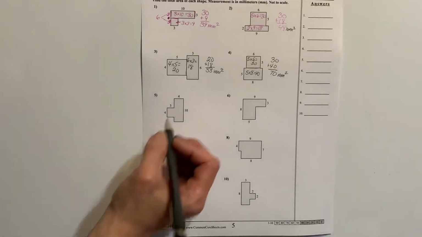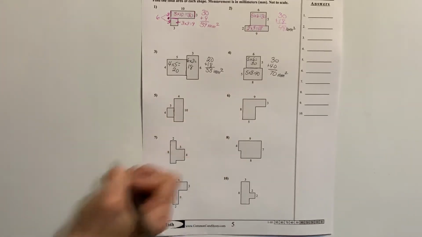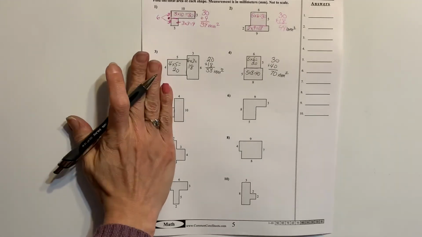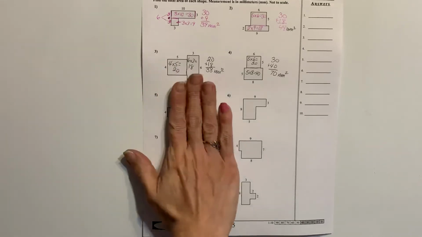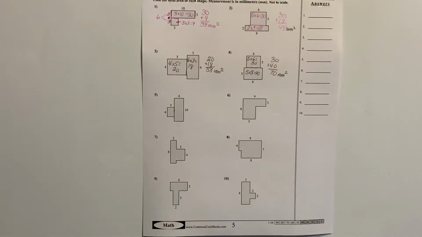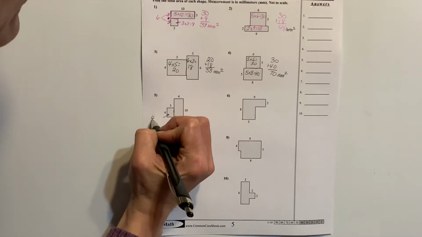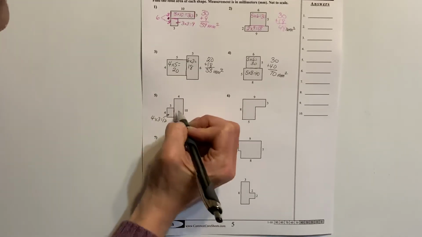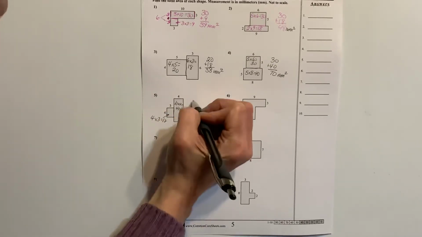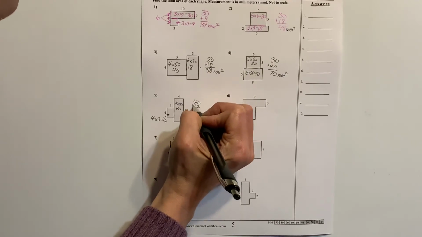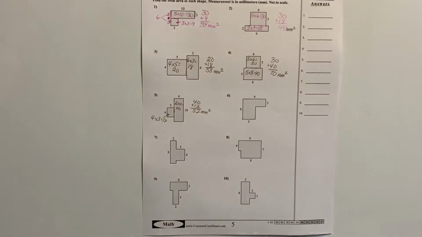All right. Number 5. I can go ahead and draw my line there. I've got a rectangle here, and I've got a rectangle here. For this one, I've got 4 times 3 is 12. And for this one, I have 10 times 4, which gives me 40. 40 plus 12 gives me a total of 52 millimeters squared.